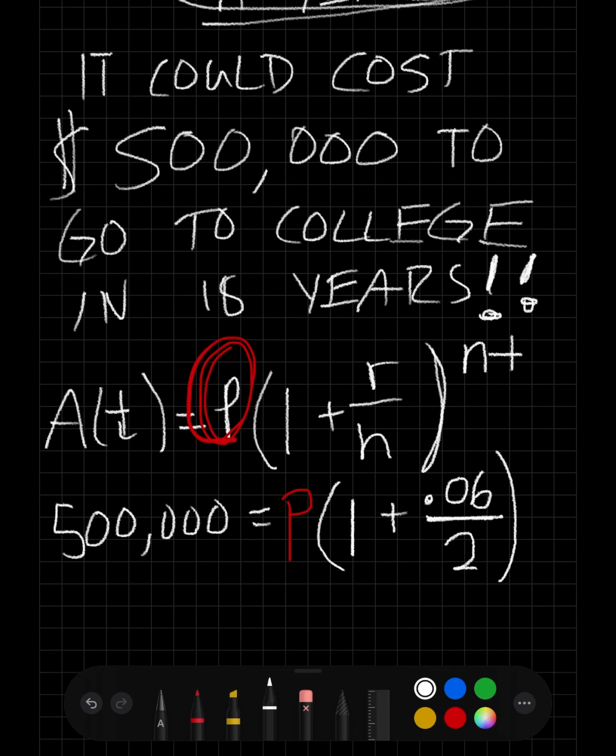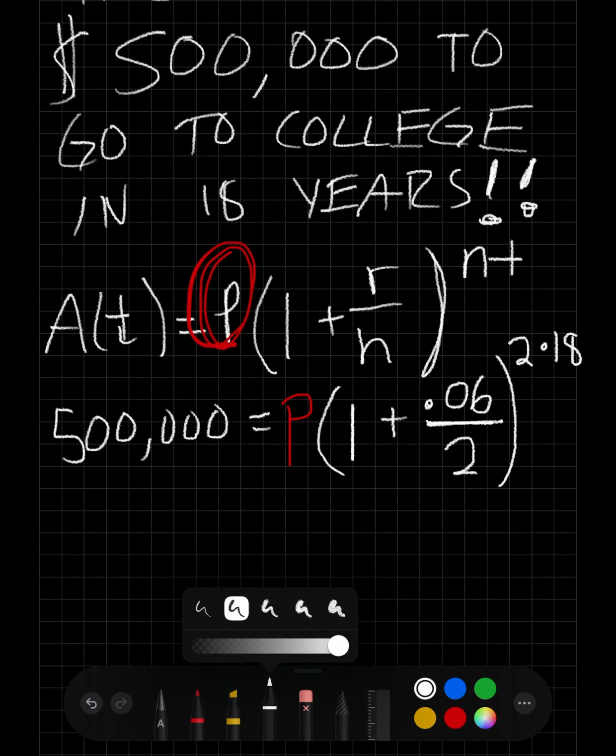And then up here we have n times t. My time is 18 years. That's when I think she might want to go to college. So I'm going to say 2 times 18. And now I have to solve for my principal. I have to solve for P. And I'll show you guys how that works. It's actually not as bad as you think.